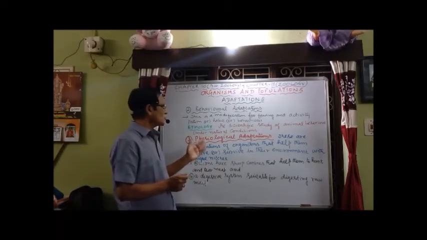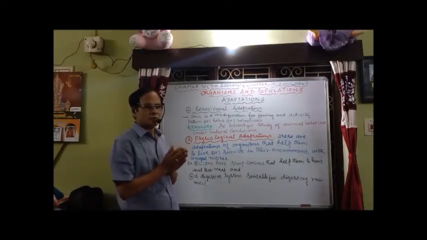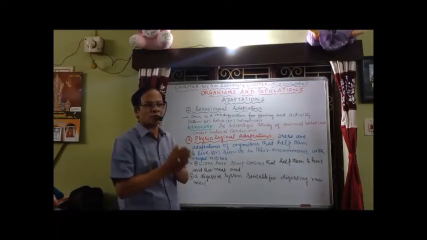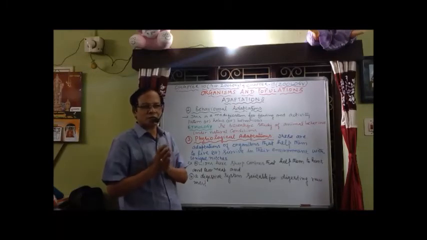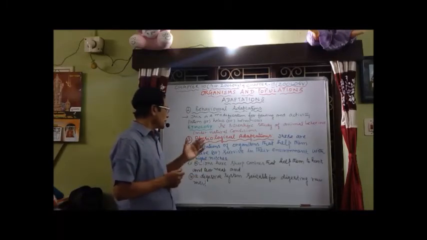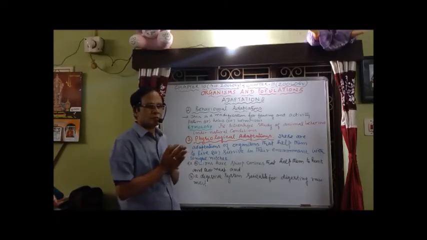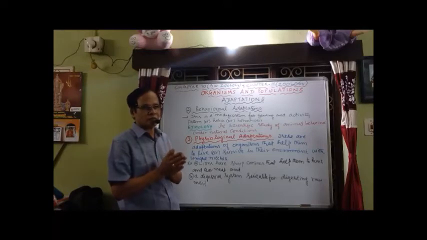Now the third one, physiological adaptations. These are nothing but the adaptations of organisms that help them to live and survive in their environment with unique niches. I mentioned niches are nothing but the functional status, the lifestyle of an organism. So physiological adaptations help organisms survive in their own environment with unique niches.